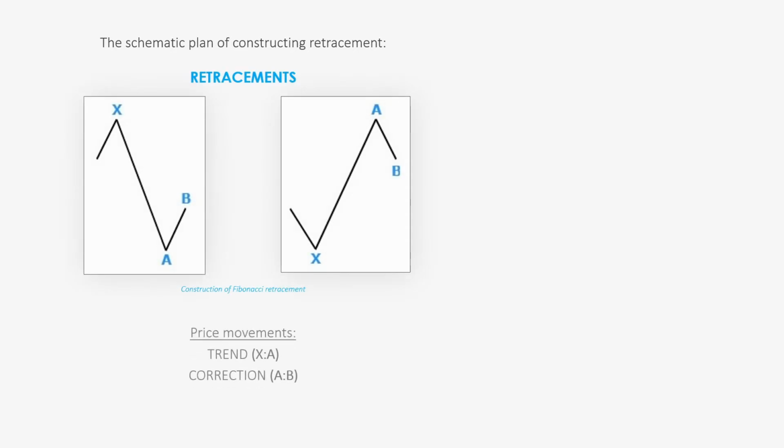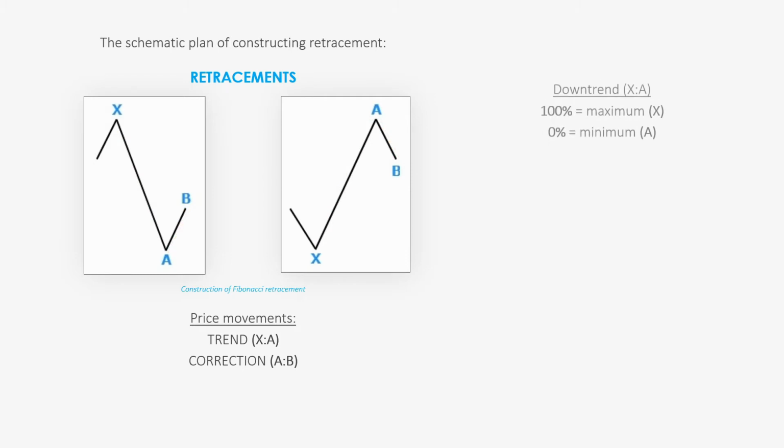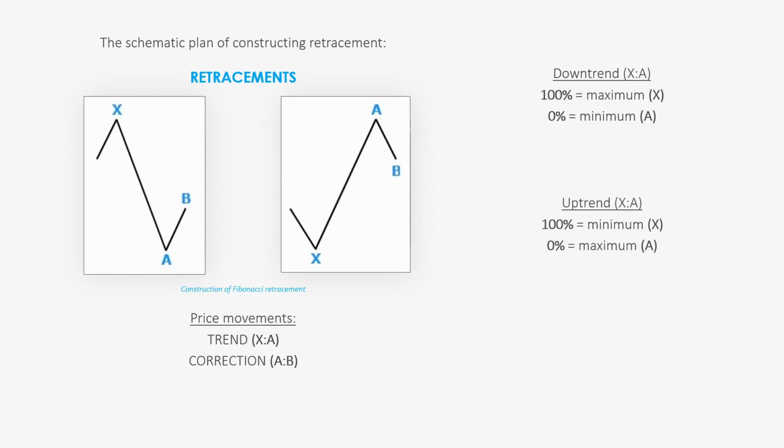The figure above shows a representation of two price movements, XA trend and AB correction. From maximum X to minimum A in the downtrend, so that the 100% level is included in maximum X and 0% in minimum A. And accordingly from minimum X to maximum A in the uptrend, so that the 100% level is included in minimum X and 0% in maximum A. It is worth noting that under Comprehensive Fibonacci Analysis, retracement should be constructed only on the shadow of the candle. This means maximum and minimum prices. Opening and closing prices should not be used in the construction of this tool.